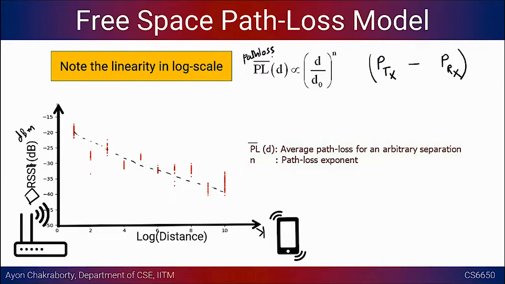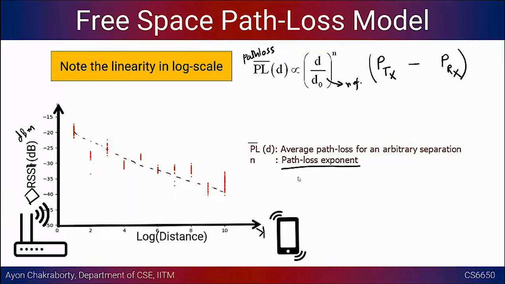We try to compute what is the path loss if the signal travels a distance of d, where d could be d meters. This is proportional to (d/d0)^n, where d0 is a reference distance, and n is known as the path loss exponent or path loss coefficient and so on. You all are aware of this inverse square law, where the power decays as 1/d^2.